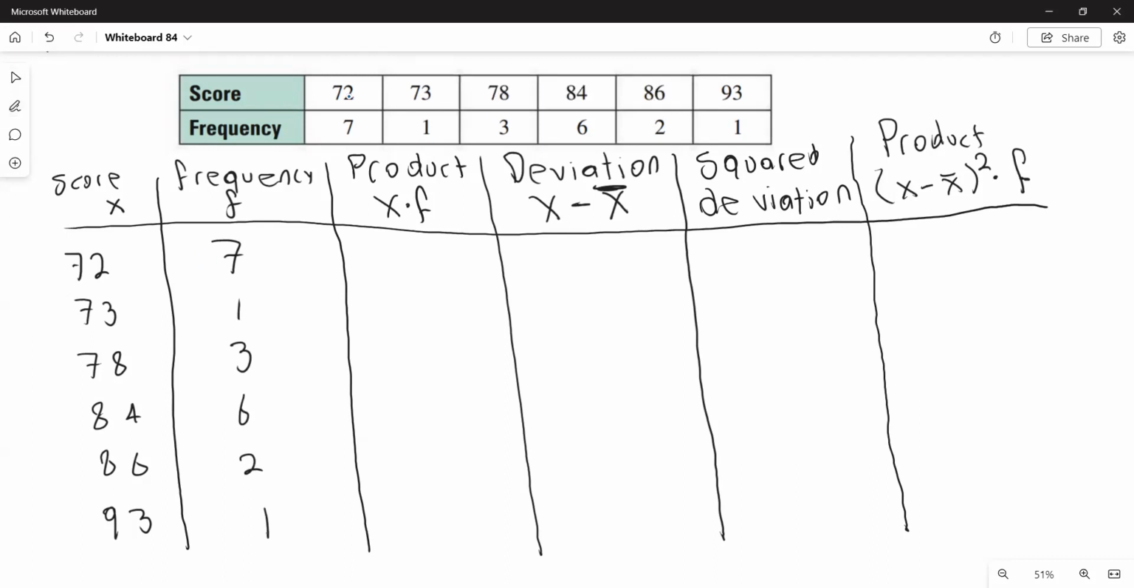Okay. The product of the score times the frequency: 72 times 7 is 504. 73 times 1 is 73. 78 times 3 is 234. 84 times 6 is 504. 86 times 2 is 172. And 93 times 1 is 93.